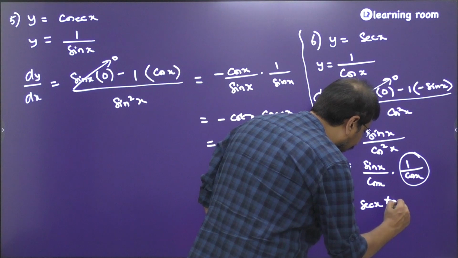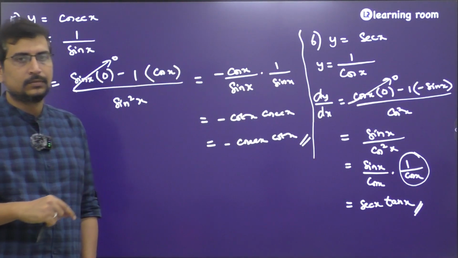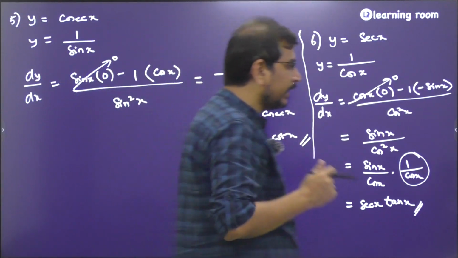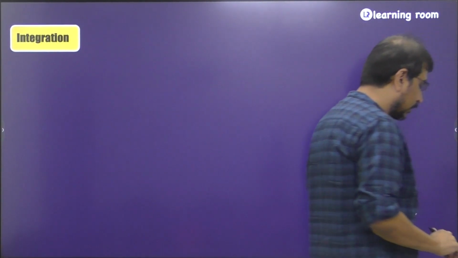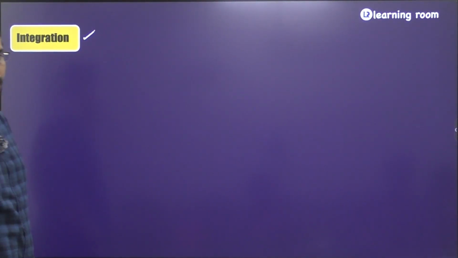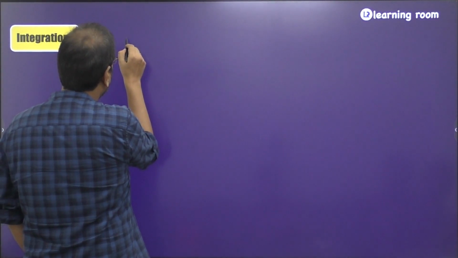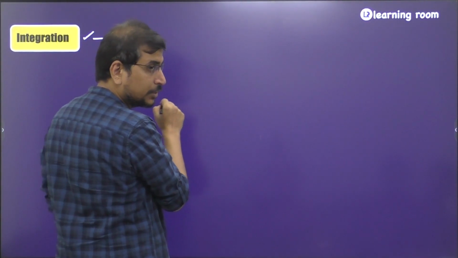So secant x into tan x is what is going to be the answer. Am I clear with this? Right. Now, we'll go to the next concept, that is integration. So, integration is also the reverse process of differentiation.